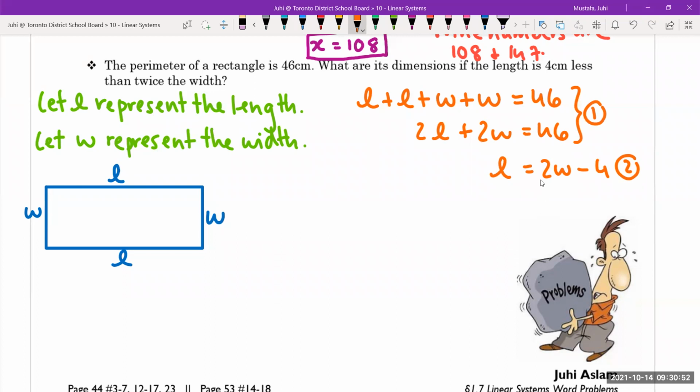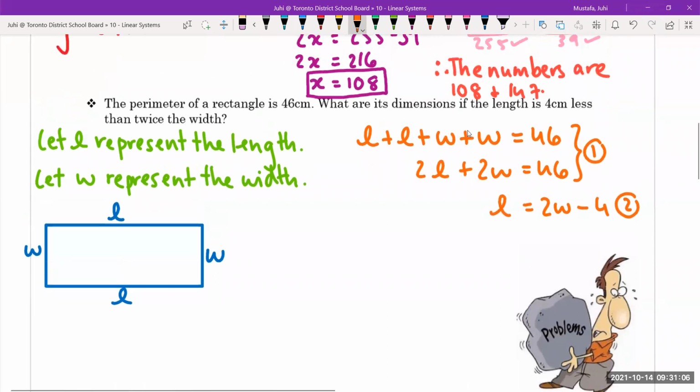Do you guys want to eliminate or substitute? Hiroshi? Yeah, this one's a really easy substitution, right? Look at our first equation. It's 2L plus 2W is equal to 46. Look at our second equation: L is equal to 2W minus 4. I'm just going to plug this into this and I'm going to try to solve.